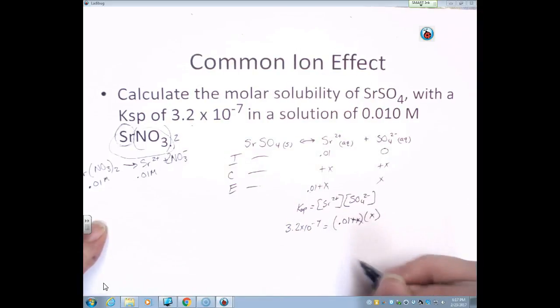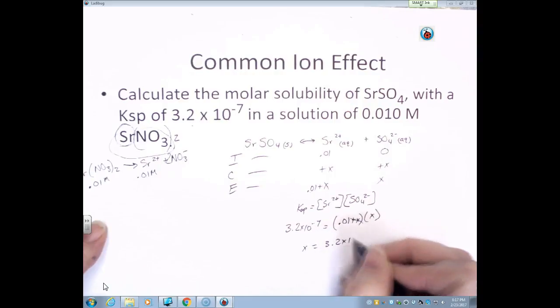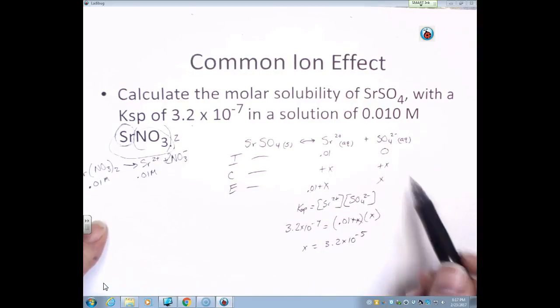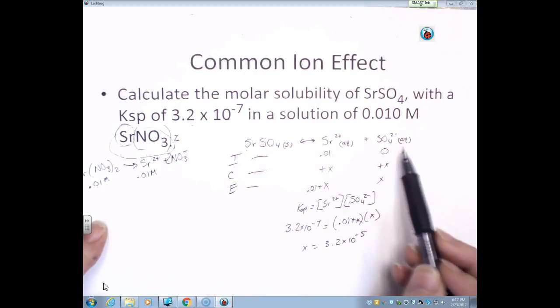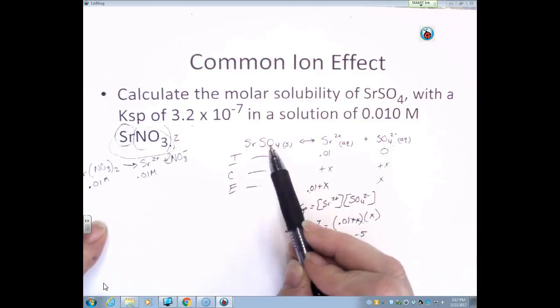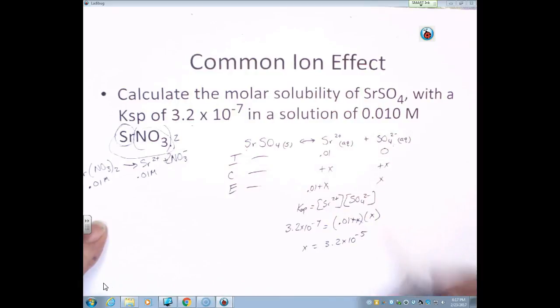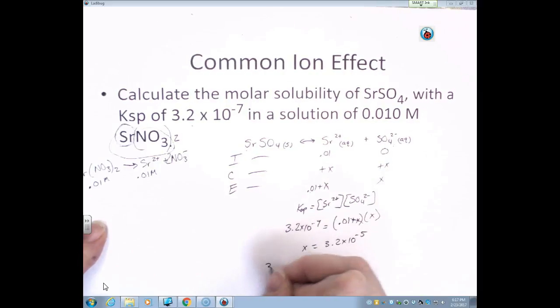Now I can just solve for X, and again we get 3.2 times 10 to the negative 5. That's how many sulfate ions were produced, or the molarity of the sulfate ions that were produced, and it's a 1-to-1 mole ratio with the amount of strontium sulfate. So my molar solubility of strontium sulfate is going to be 3.2 times 10 to the negative 5 molar.